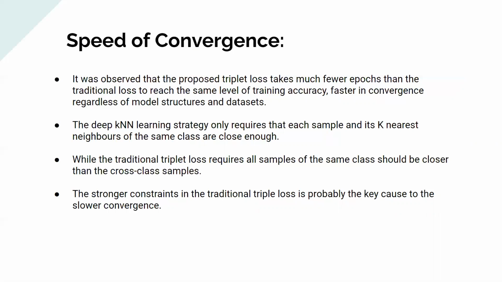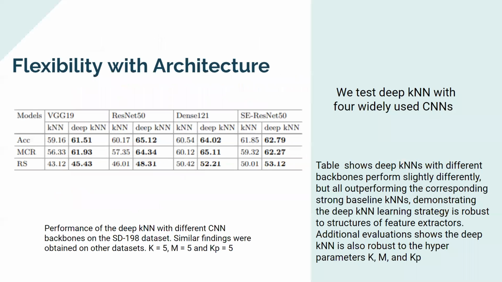This deep kNN learning strategy requires only each sample and its kNN. In the normal traditional triplet loss, we take all the samples of the same class and few samples from a different class. In the triplet function that we propose, we take only a few neighbors from the same class and a few neighbors from a different class. Computationally, the traditional triplet loss takes much time and RAM, whereas our triplet loss only depends upon the inner circle.